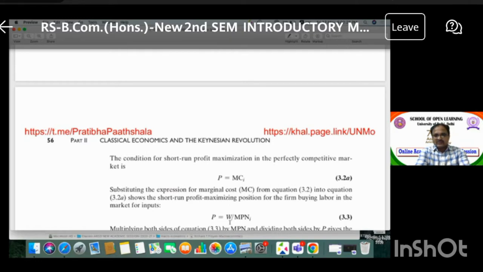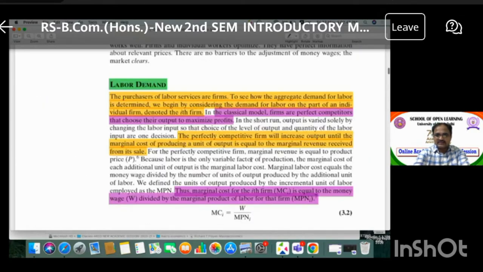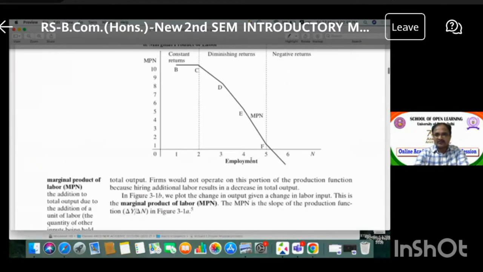So MC is equal to W by MPN. If you replace, since P is equal to MC, P is equal to W by MPN. So finally, MPN is equal to W by P. The marginal productivity of labor depends upon W by P. If you are still confused, don't be confused, dear students. I'm discussing this diagram only. So MPN is equal to W by P.